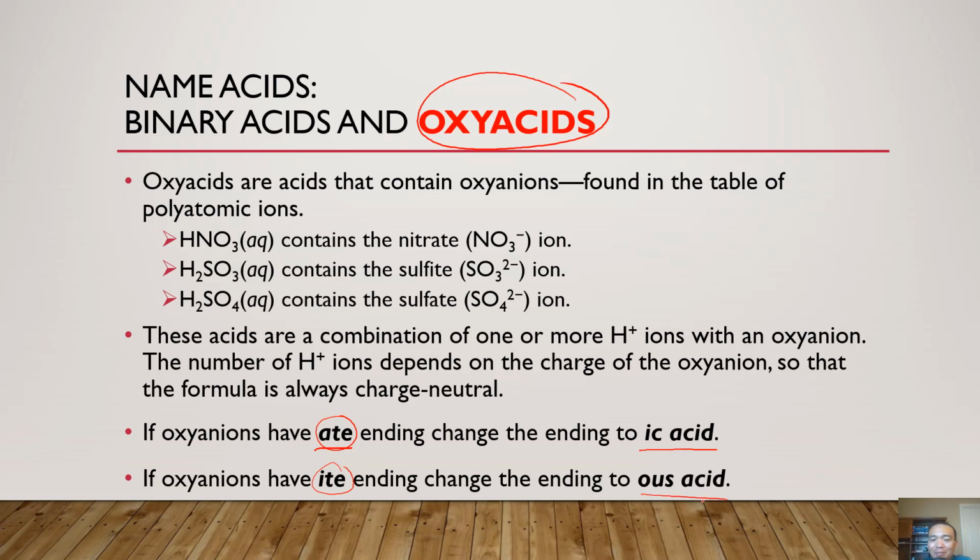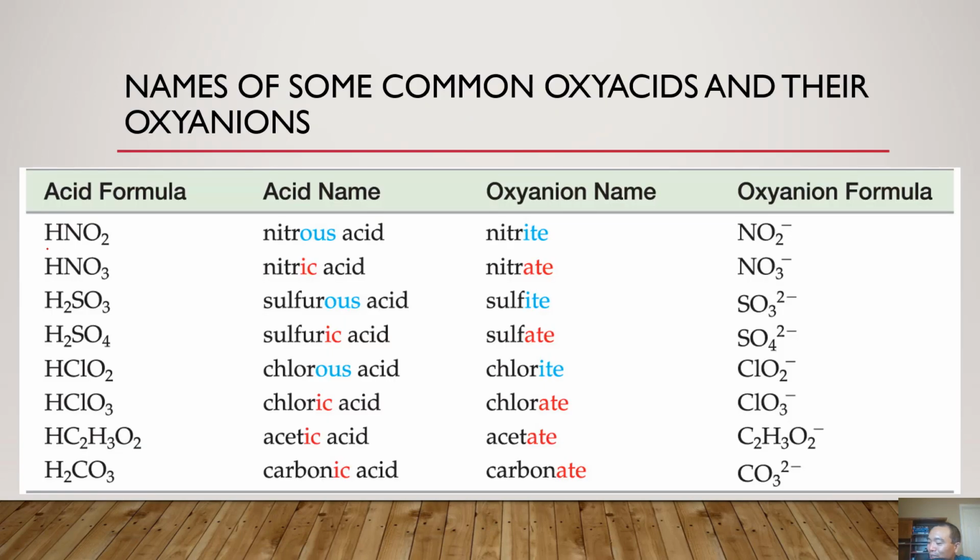Okay, let's look at some examples. For example, how do I name this one? You can cover the right side to begin with. Then you break this down into the corresponding ions. You have H plus, and the anion is NO2 minus. NO2 minus is called nitrite. So remember, what's the ITE ending? You change ITE to OUS acid. That's why it becomes nitrous acid.